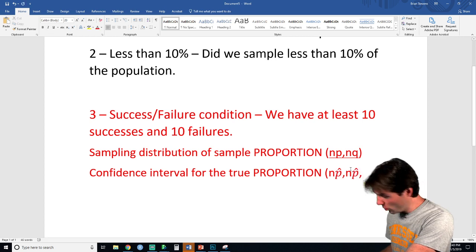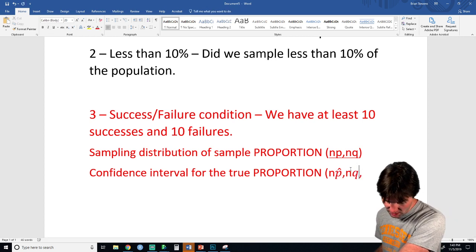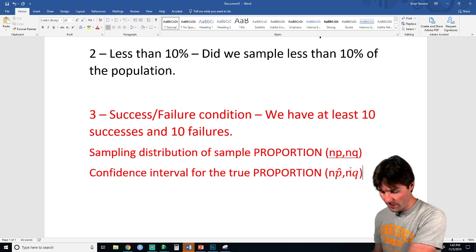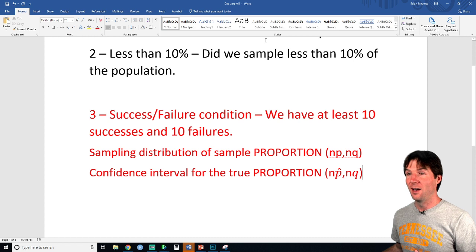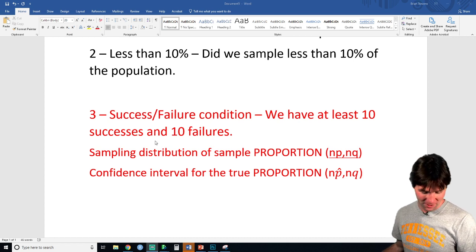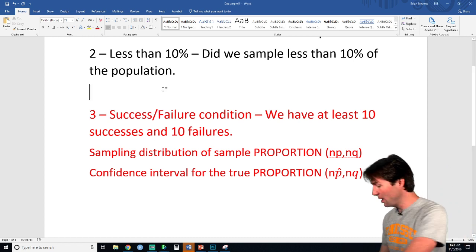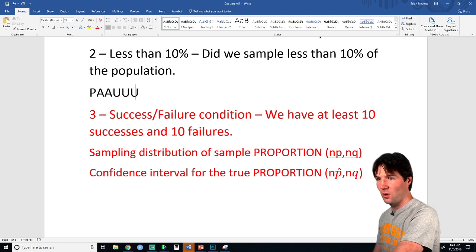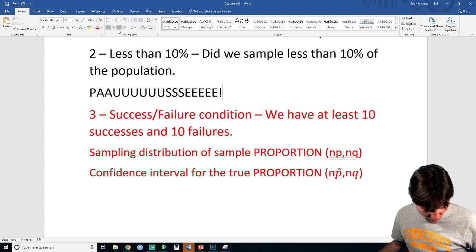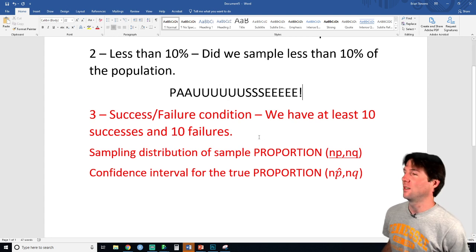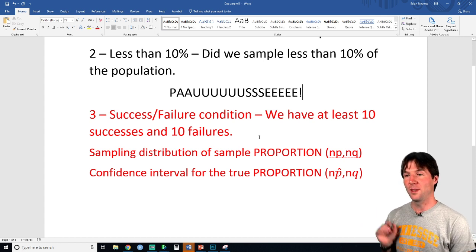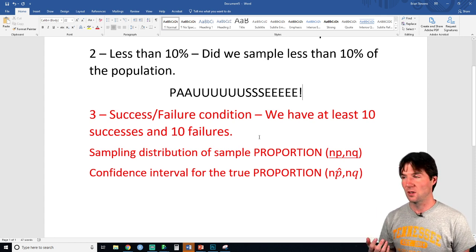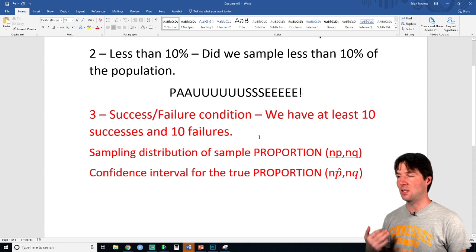Does everyone see the key word on how you know it's success failure of some form? How in the world did I know it's success failure? What is the key thing Brian is trying to illustrate with proportions? There's no pause condition. You just pause, stop and think. So with proportions, we need at least 10 successes and 10 failures.